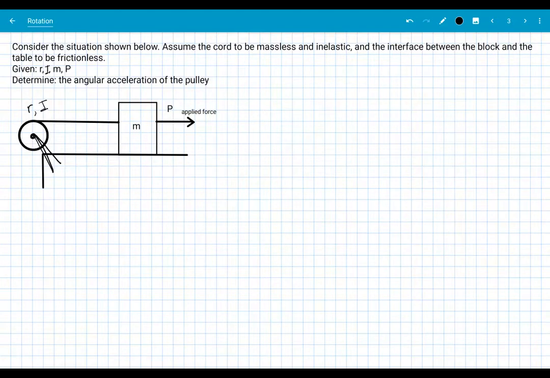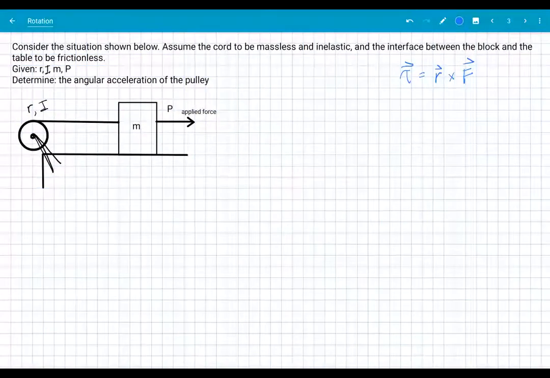So let's take a moment to remind ourselves that in order to calculate torque, which is a vector, we take the vector product of r, which is a vector going from the axis of rotation to the point of force application, and cross that with the force that's being applied. So you can see that torques happen because forces are present. Forces are what make everything happen, right? All change happens because of forces.